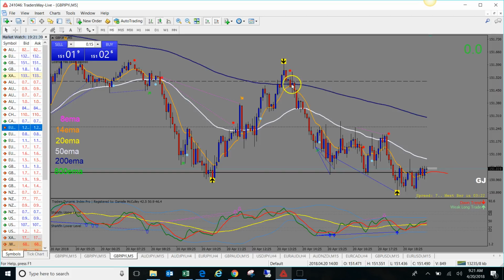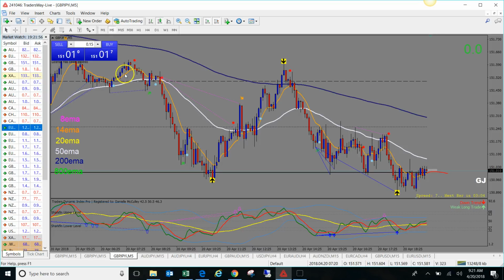Plus you got this wick, the wick to the 200. That's what I mean when I say the pins to the MAs. So you got the pin to the 200 right here. You can get in that. You will not have any drawdown. You can take that down for a quick 50 pips.